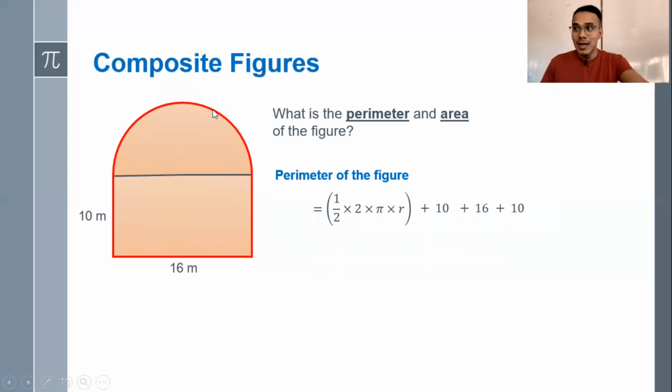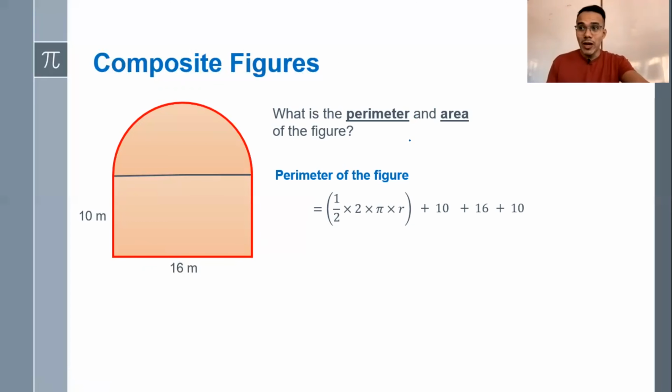Again, this is half of the circumference. So the formula is 1/2 times 2 pi r. This is 10. This is 16. This is also 10. So that's the perimeter.